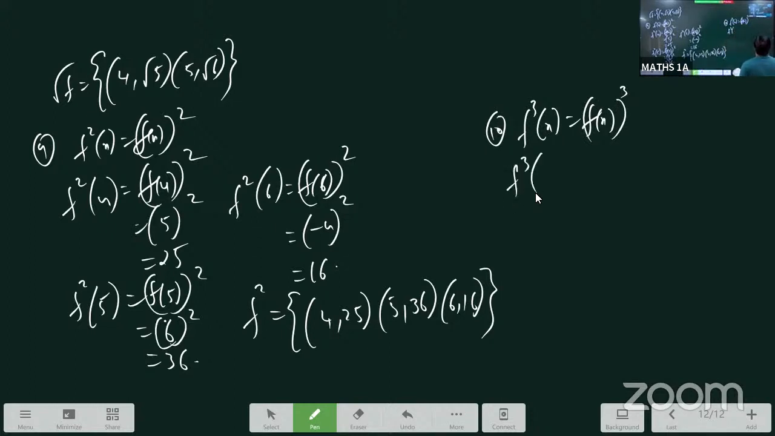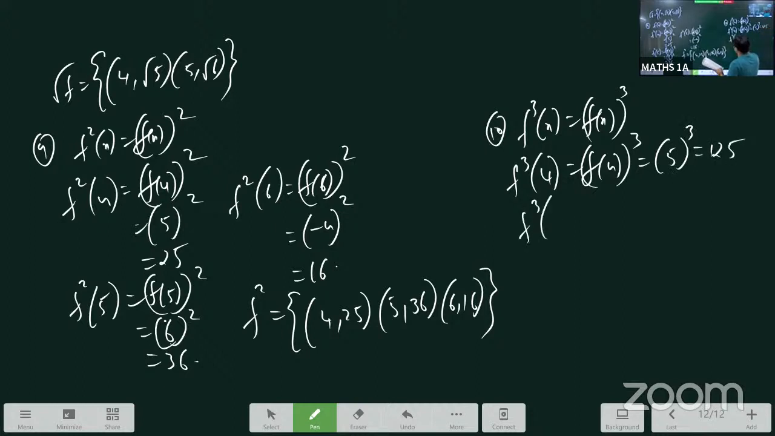Whenever you find a single function, you are going to take the domain elements of that particular function. So the single function is f. So f cube of 4 is f of 4 whole cube. What is f of 4? 5 cube, 125. F cube of 5 is f of 5 whole cube. F of 5 is nothing but 6 cube, 216.